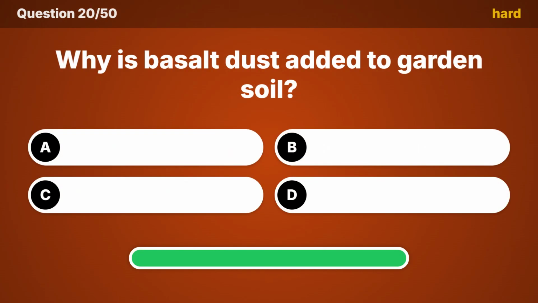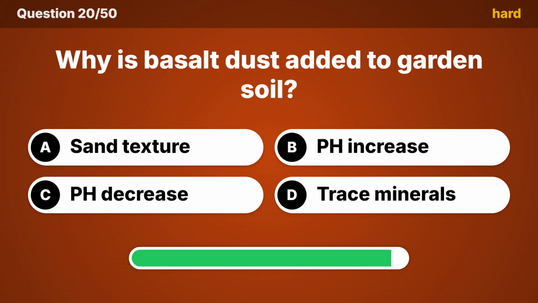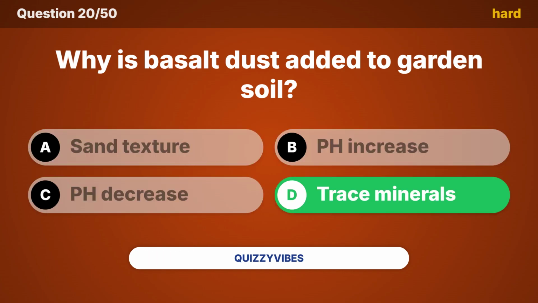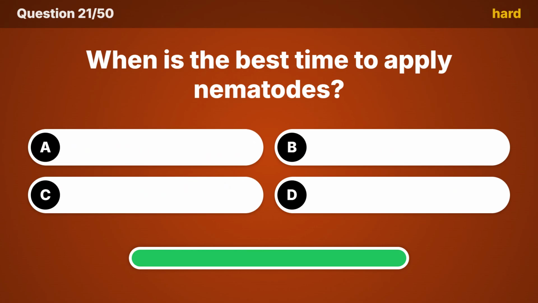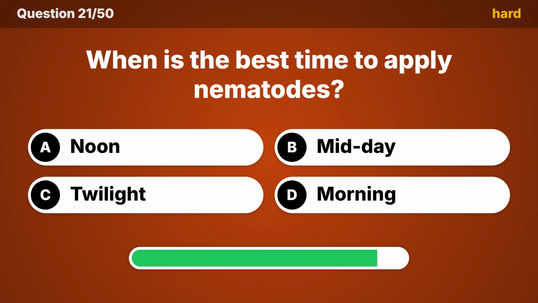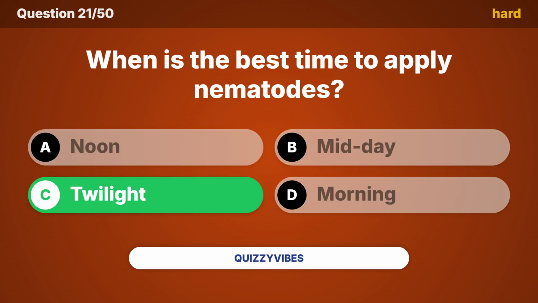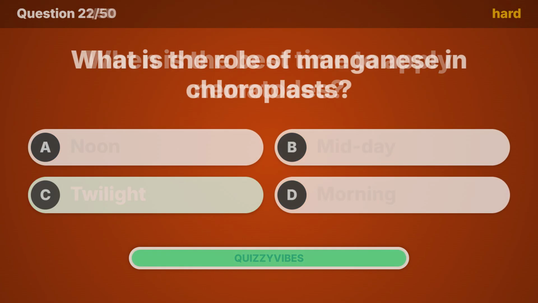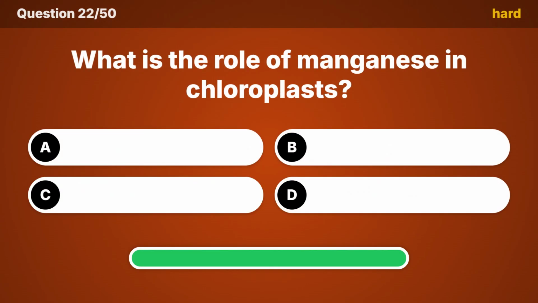Why is basalt dust added to garden soil? And the answer is trace minerals. When is the best time to apply nematodes? Time's up. It's twilight. What is the role of manganese in chloroplasts?